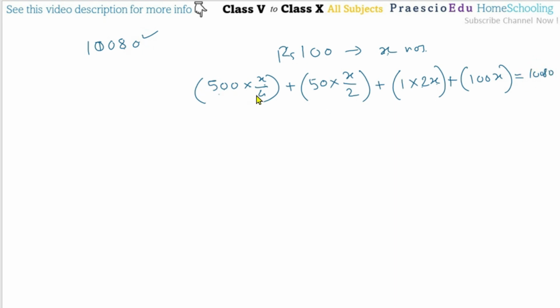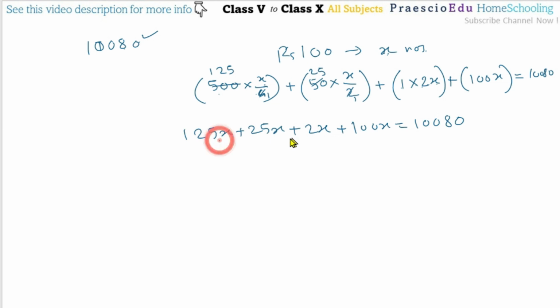So now we will solve this. Here 4 into 125 cancels, and here 2 into 25. Now 125x plus 25x, then plus 1 multiplied by 2x, means only 2x, plus 100x, is equal to 10,080. Now all have x as a term, so we can add all of these. If you do the addition, 252x is equal to 10,080.